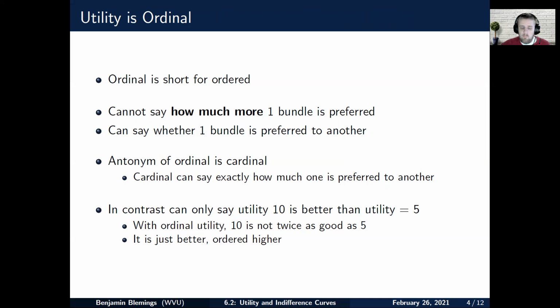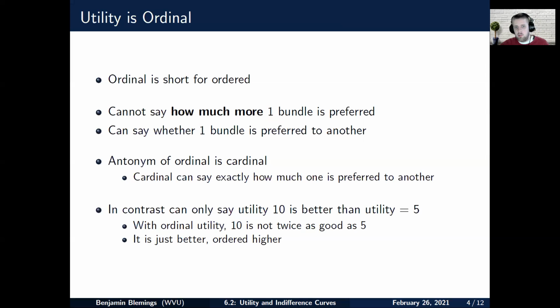So if you have some consumption that gives you a total utility of 10, and some other consumption of goods that gives you a utility of 5, you know that 10 is more than 5, so 10 is better. And you have some other package that gives you a utility of 2. You know that the utility of 5 is better than 2, and the utility of 10 is better than 2, but you can't say that the utility of 10 is 5 times better than the utility of 2.